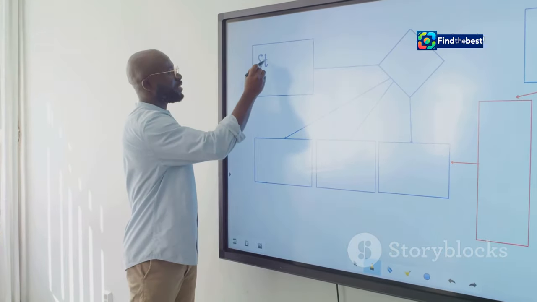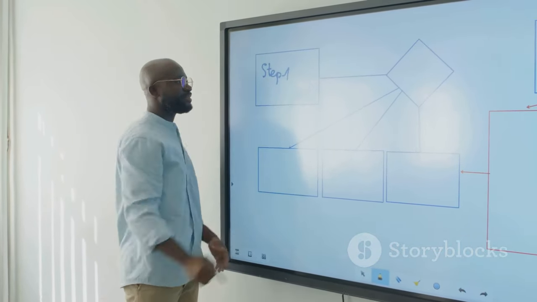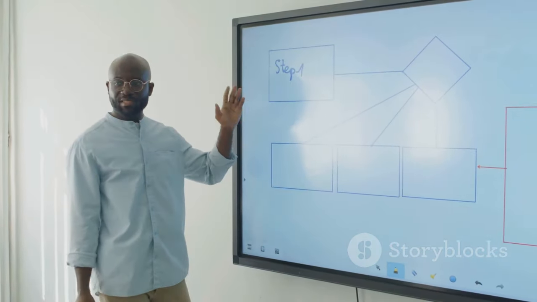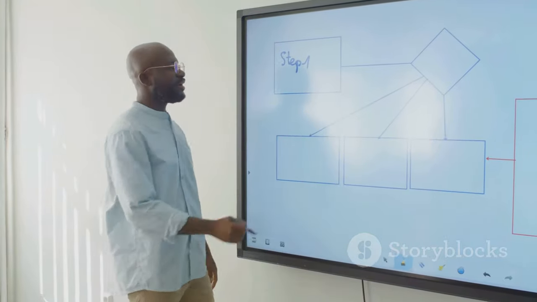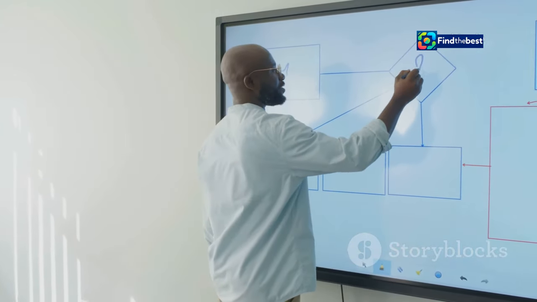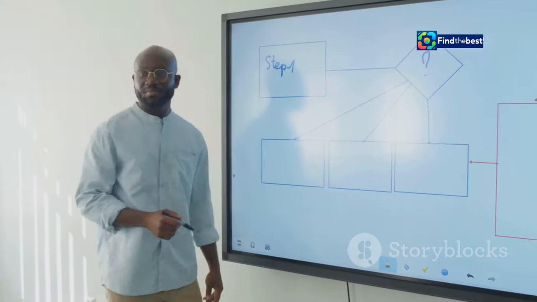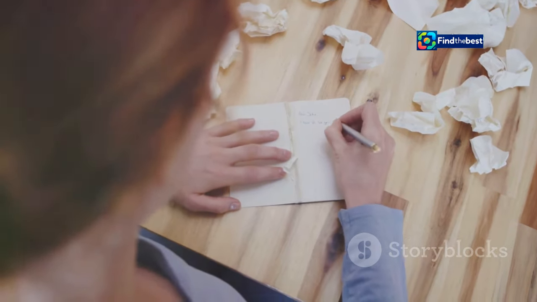Think about the overall structure of your essay. How do your sections fit together? How does each section contribute to your overall argument? By considering these questions, you can create a more cohesive and compelling essay. How does each section fit into the bigger picture?